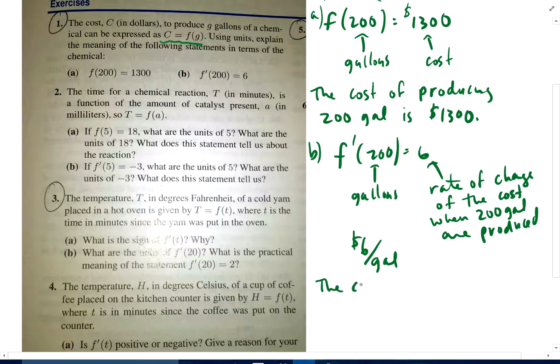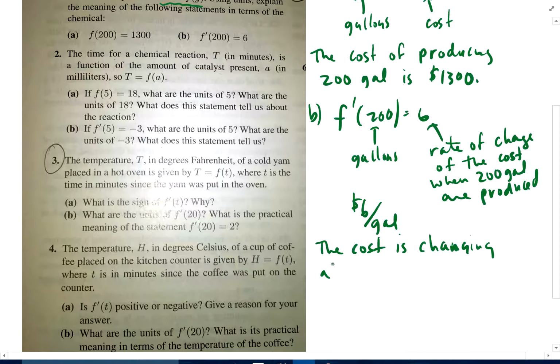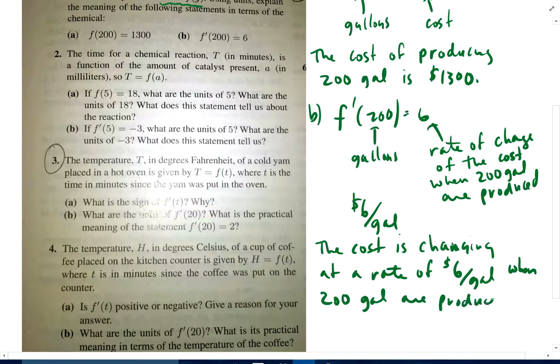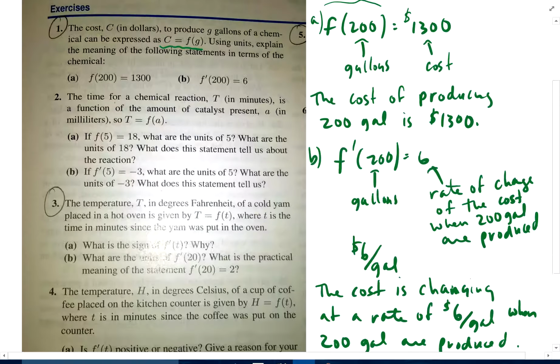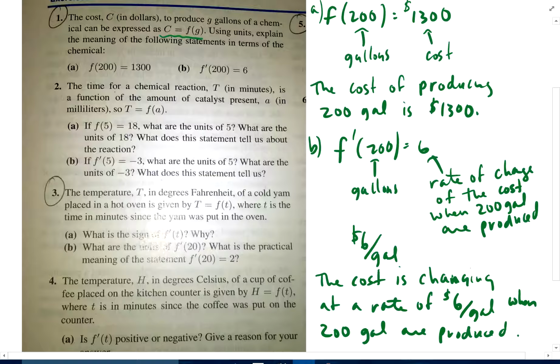Okay? The cost is changing at a rate of $6 per gallon when 200 gallons are produced. Okay, let's think about that for a sec. What's that mean? Is it a constant cost or not? And the answer is no, it's not a constant cost.